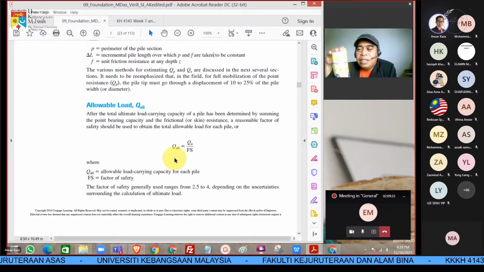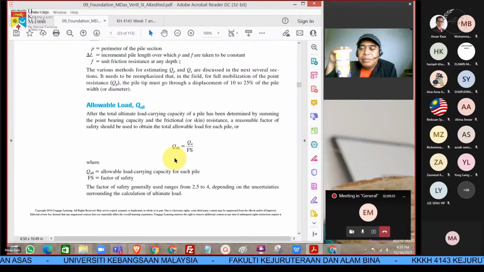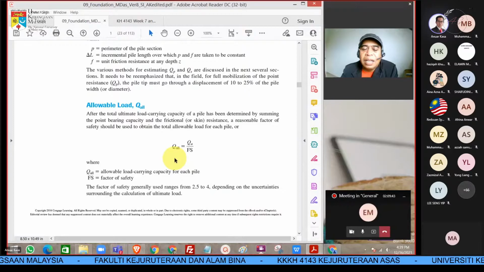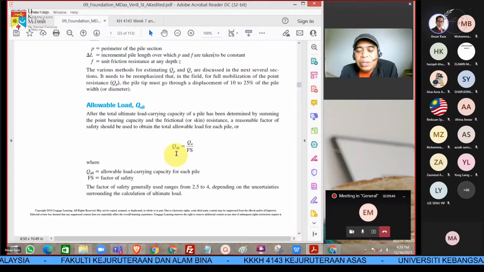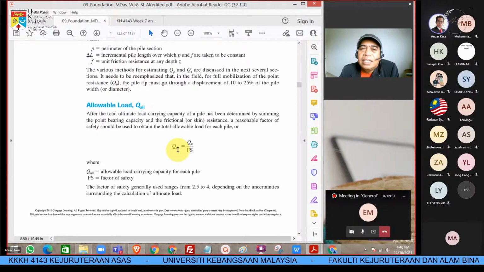Let's say the ultimate strength is 100 kilonewton. Allowable, if the factor of safety is 2, means that it is only half. If 100 kilonewton, we allow only 50 kilonewton for the loads to be applied on the pile, meaning that the structural load should be only 50, no greater than that if the factor of safety equals 2.